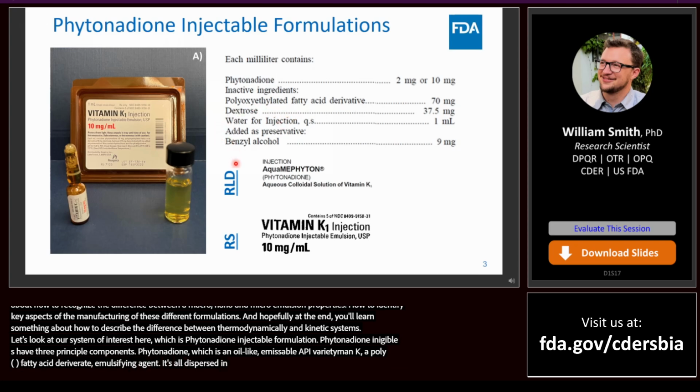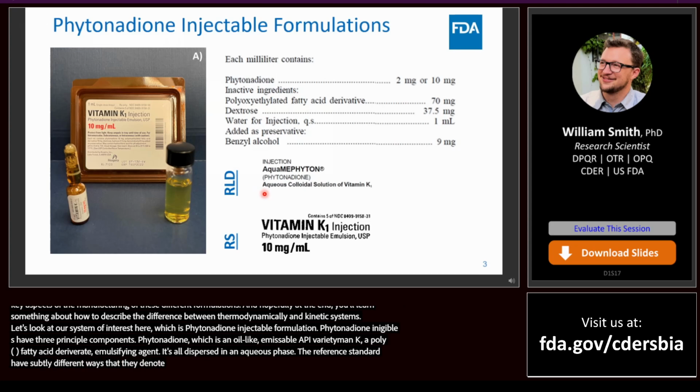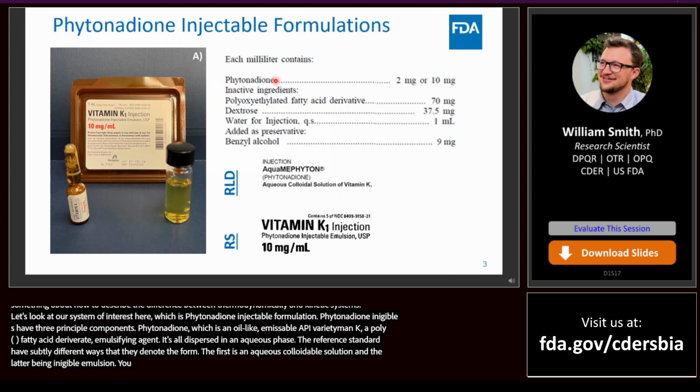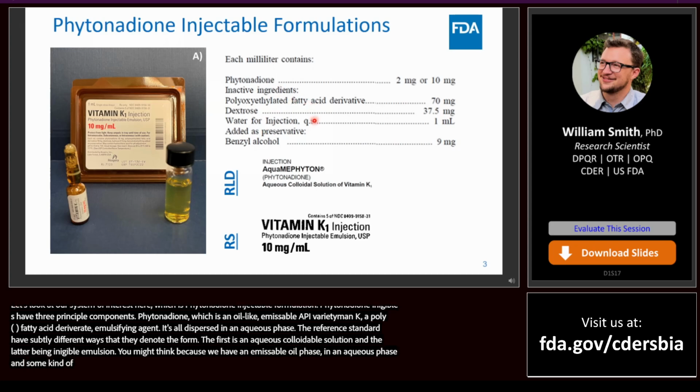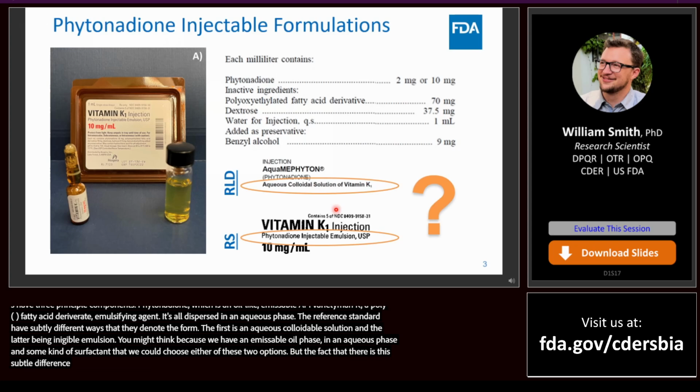in an aqueous phase. Now, the reference listed drug and the reference standard have subtly different ways that they denote the dosage form. The first being an aqueous colloidal solution, and the latter being an injectable emulsion. Now, you might think because we have an immiscible oil phase in an aqueous phase and some kind of surfactant that we could choose either of these two options. But the fact that there is this subtle difference in the dosage form and the question of the dosage form really has some interesting implications on the regulatory pathway.